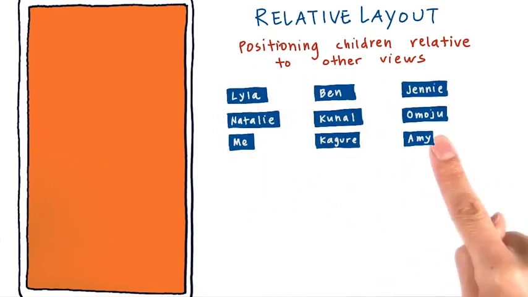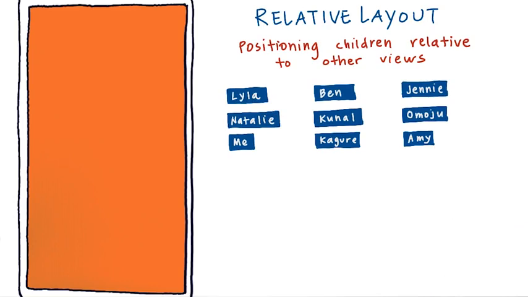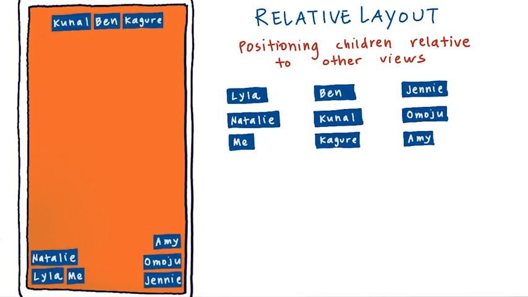We invited all these people over for dinner, but there are constraints on where people want to sit. Some people must sit next to their best friend. Other people have what you might call frenemies, so they might not want to sit next to certain people. So taking into account all of that, I came up with this proposed layout. Kunal, Ben, and Kaguri are up here. Natalie, Lila, and me are down here, and Amy, Emoju, and Jenny are in this corner.